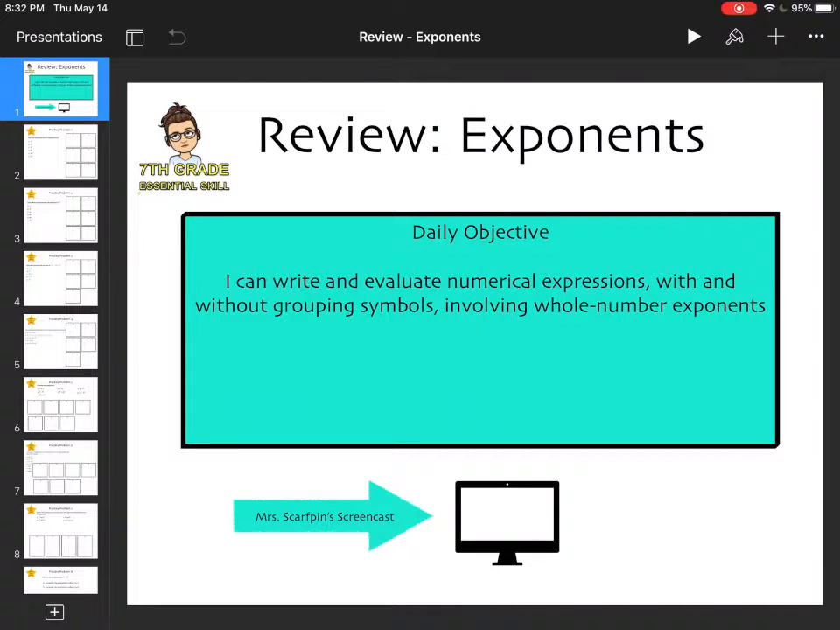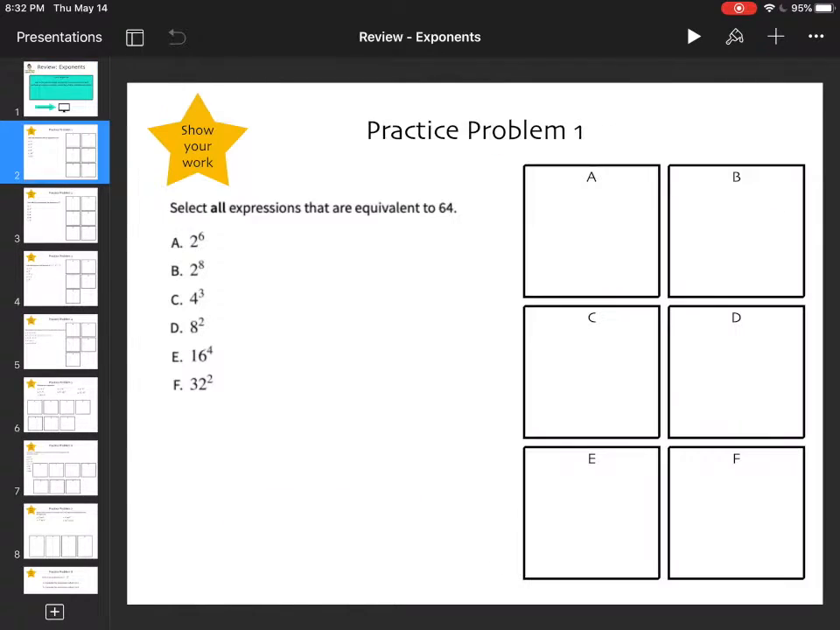All right, today we're going to talk about exponents. Remember, an exponent has a base, and then the little number on the side is the exponent. So I can write and evaluate numerical expressions with and without grouping symbols involving whole number exponents. All right, so select all the expressions that are equivalent to 64.